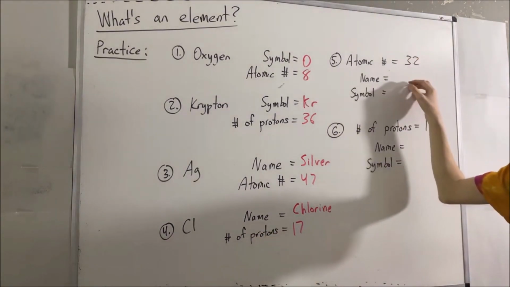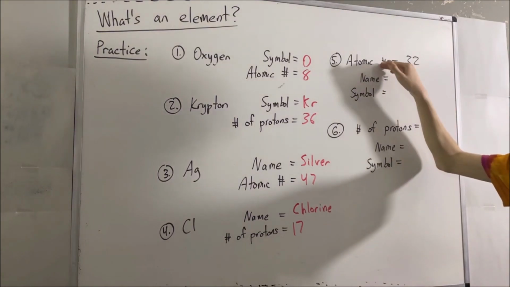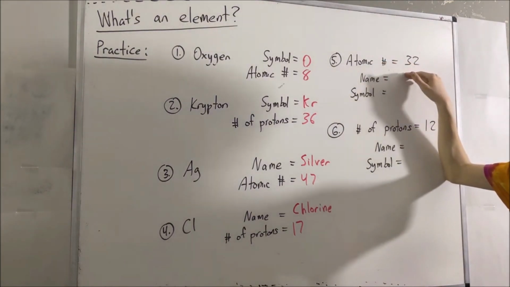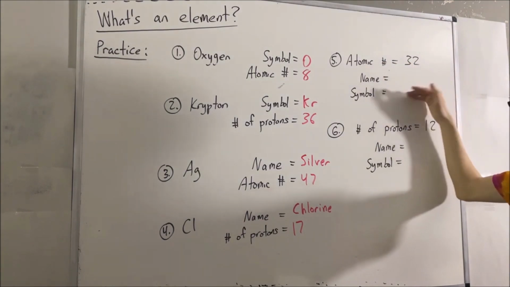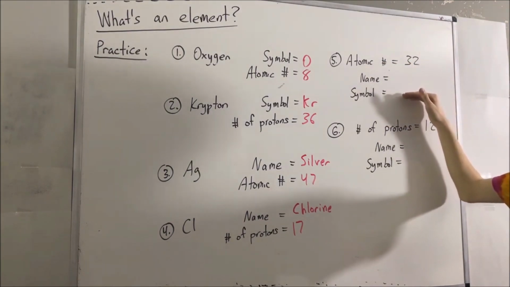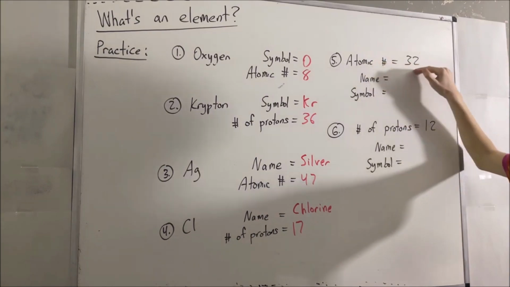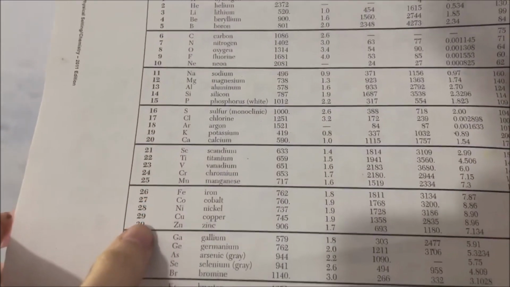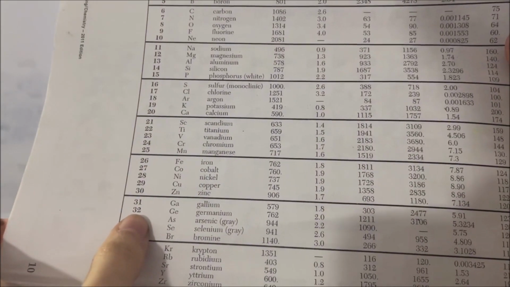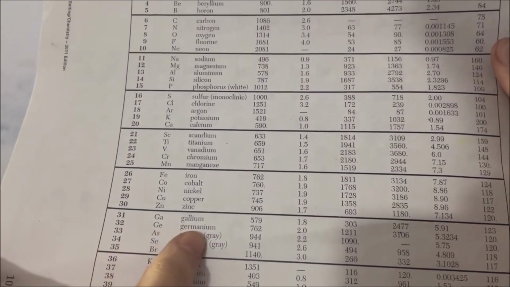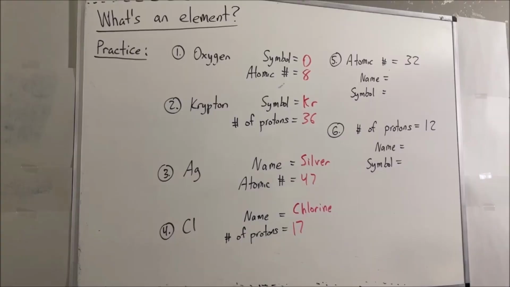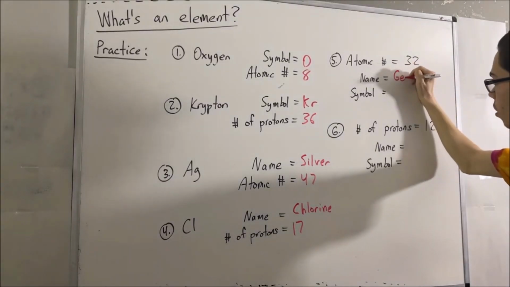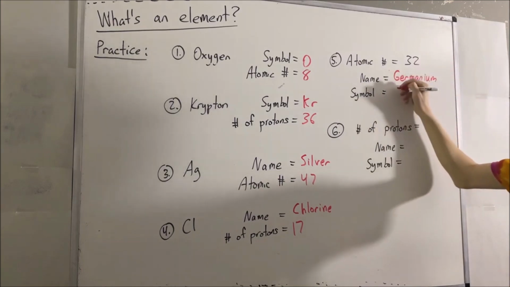Going to question 5, we're given that the atomic number of our element is 32. We want the name of our element and the symbol. So to do this, all we've got to do is go to table S and look for the atomic number of 32. So going to table S, if we look under the atomic numbers and go to 32, it's right there. And we see that the name of our element is germanium with symbol Ge. So the name is germanium with symbol Ge.